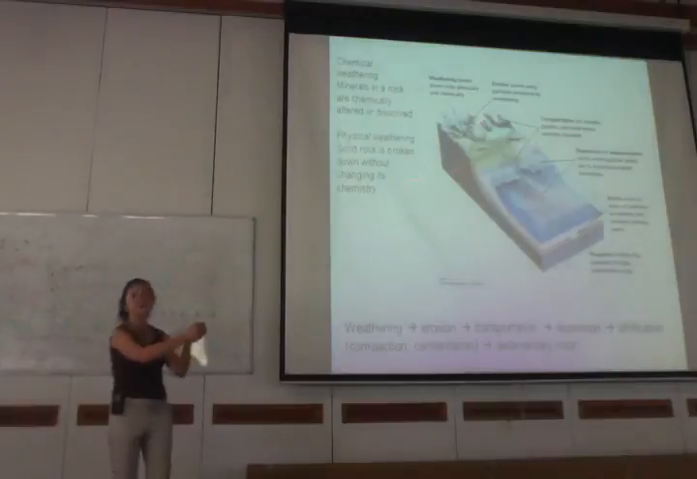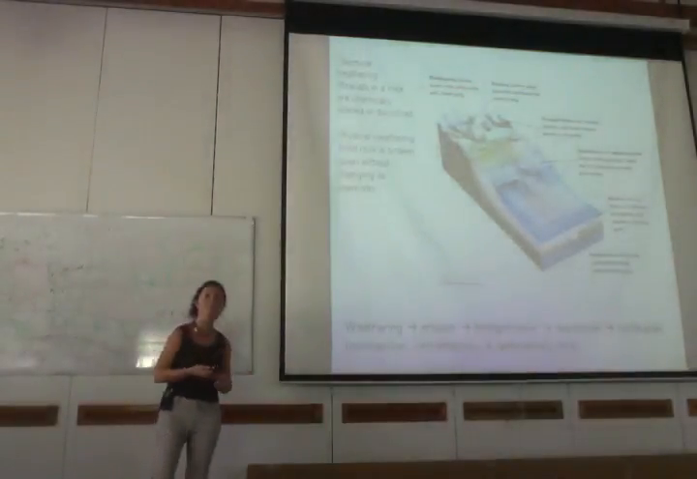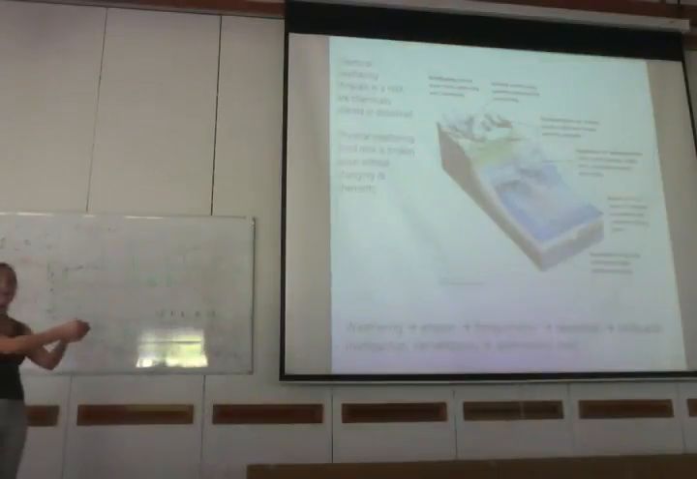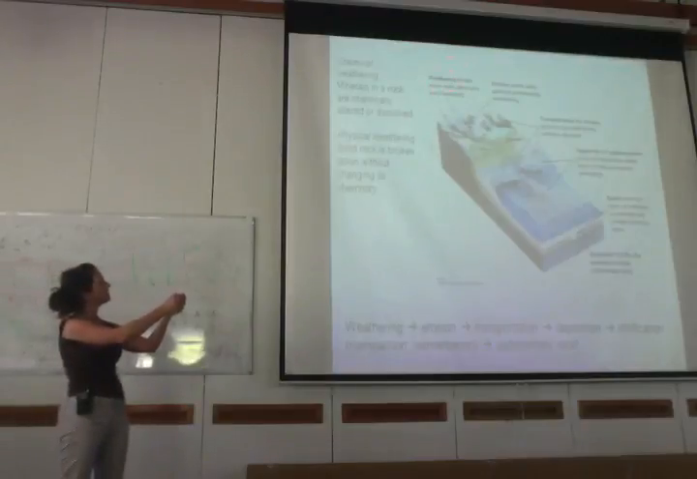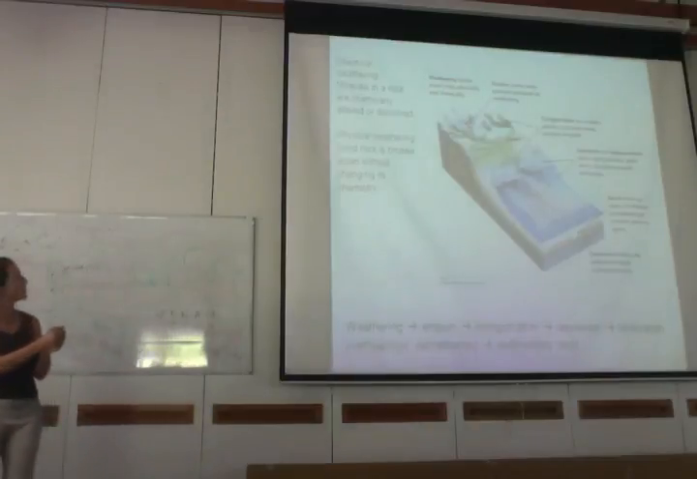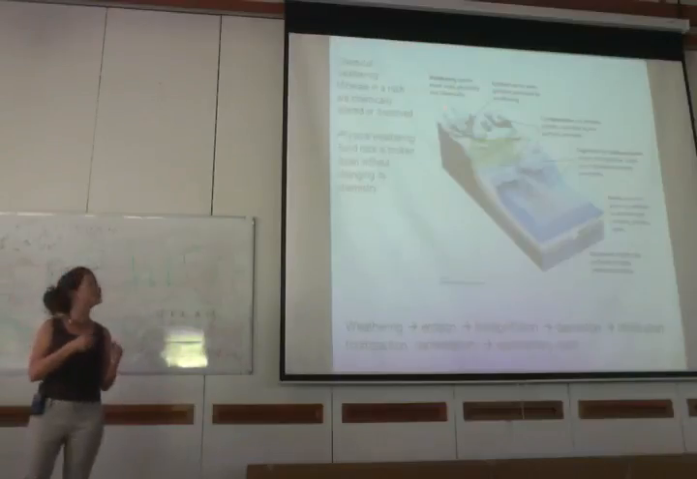So if we start right at the beginning, we have some nice rocks here that have been exposed to the atmosphere, to climatic impacts, to weather. They can get weathered, they can get broken down by different processes. We call that weathering. And there are two main types of weathering. So we talk about chemical weathering. This is where the minerals are chemically altered or dissolved. This is really, really common.